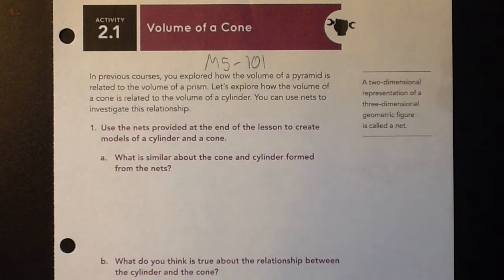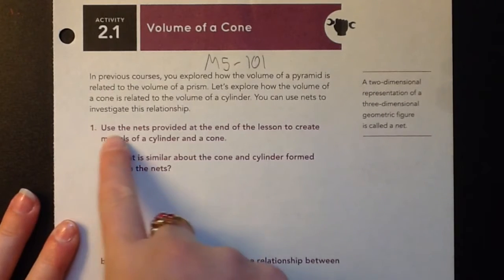Here on M5-101, it says, in previous courses you explored how the volume of a pyramid is related to the volume of a prism. Let's explore how the volume of a cone is related to the volume of a cylinder. You can use the nets to investigate this relationship. So if you have not made your own shapes, you can watch the video of where I made them, kind of see how that's put together. They were not easy to make.